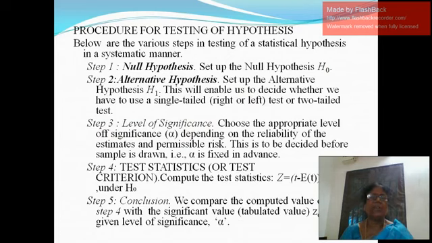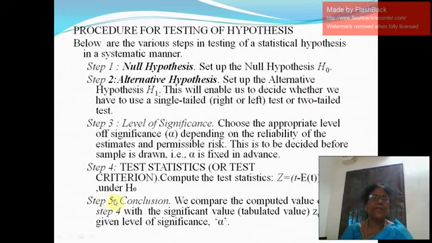Step 4. Test statistics or test criterion. Here we will be calculating the value of Z which depends on the null hypothesis. Using the null hypothesis, we fix the statistic Z equal to t minus E of t divided by standard error of t. Here Z is t, that is a variable, minus the expected value of t divided by the standard error of t, and we will be calculating that under the assumption of the H0 value.